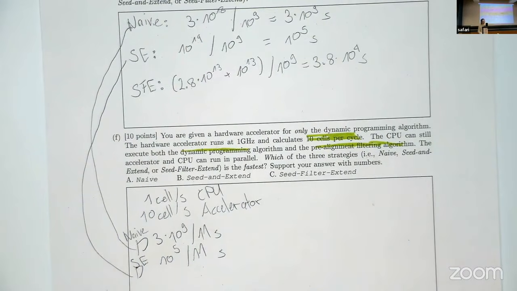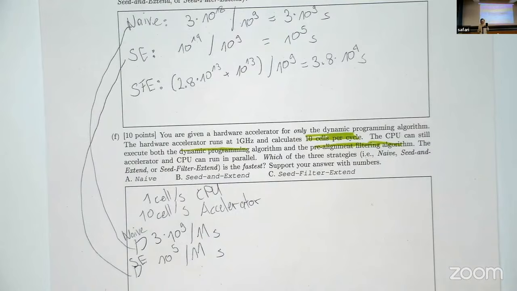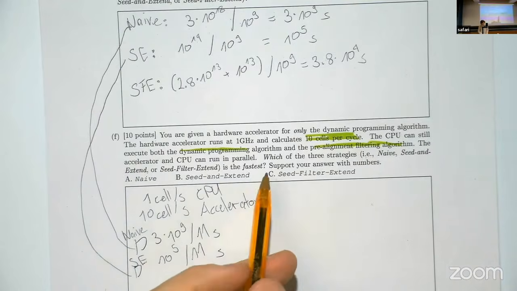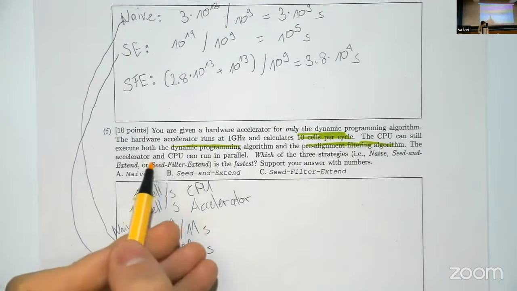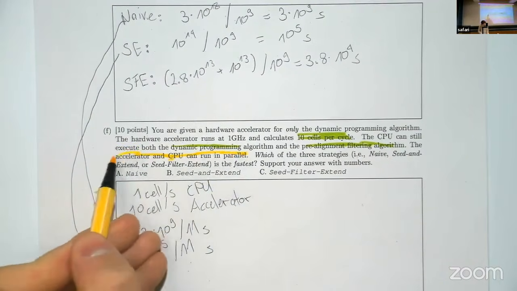Why by 11, not 10? You have a CPU that can calculate 1 cell per cycle, and you have an accelerator that can do 10. Maybe I should have said that explicitly. So they can run in parallel, and kind of collaborate.